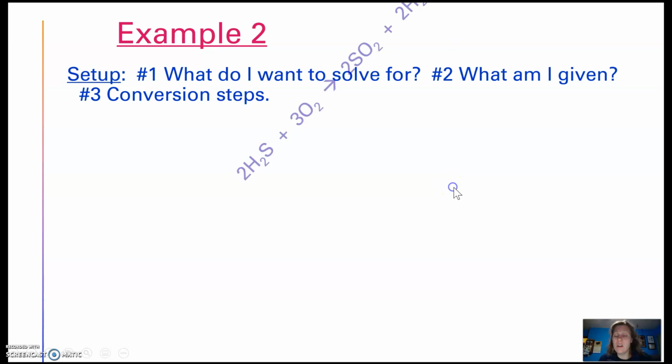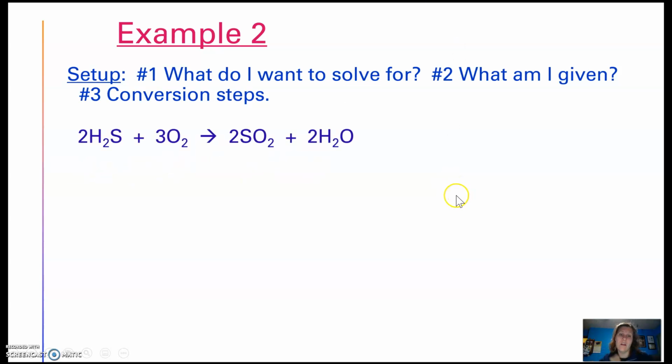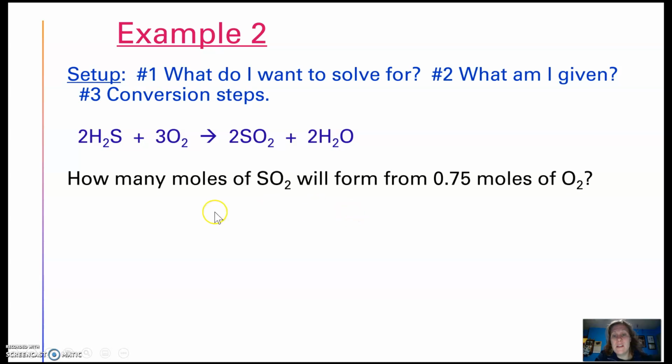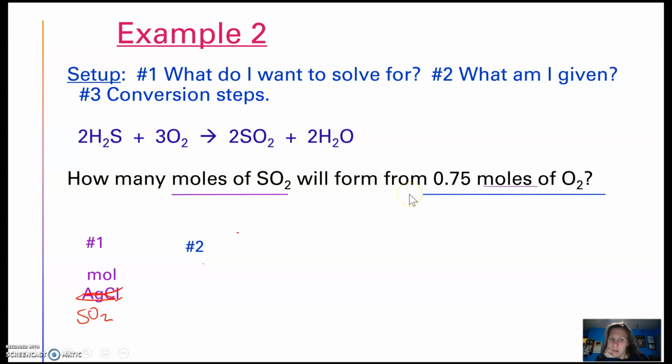So again, next question, the equation from the beginning. So how many moles of SO2 will form from 0.75 moles of O2? So what are you looking for? Moles of SO2. Oops, I forgot to change the labels. What are you looking for? The blue. Oh no, that's your starting. 0.75 moles O2. Dang it. I changed the numbers.